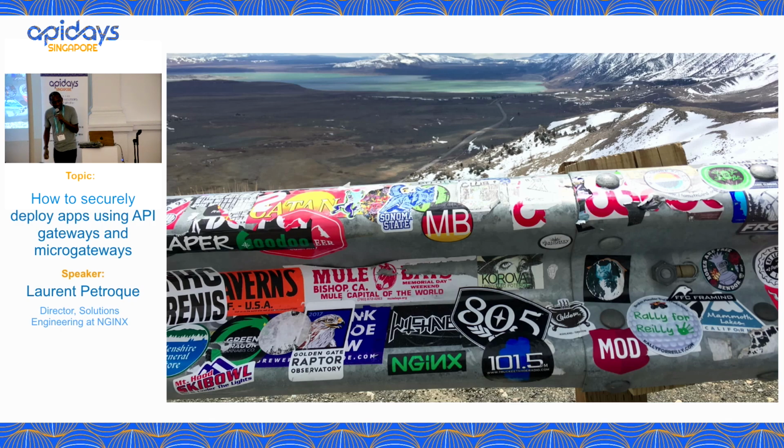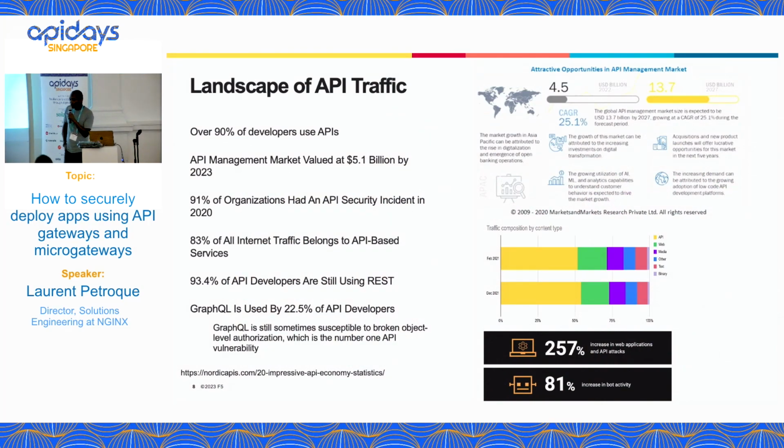So if Nginx is so loved and used by so many people, why are we here talking about Nginx? Mainly because here we are at API Days, and Nginx is really the most widely used API gateway. APIs today represent the majority of the traffic over the internet. Most of the applications that we're using rely on APIs. Most of the transactions that we're doing rely on APIs.